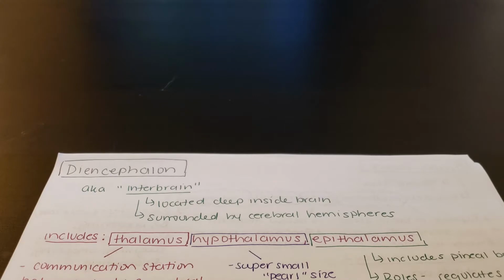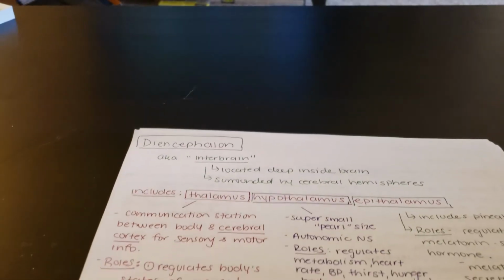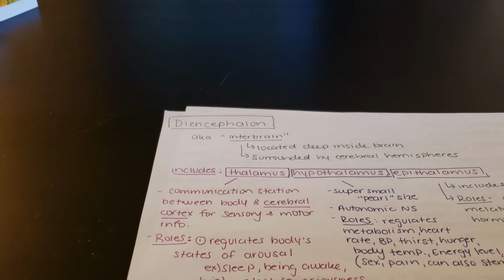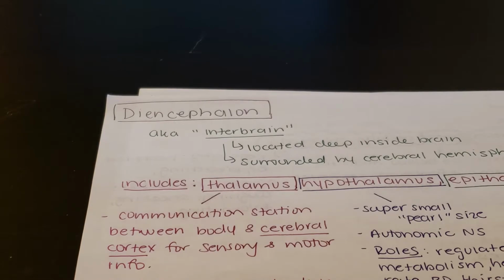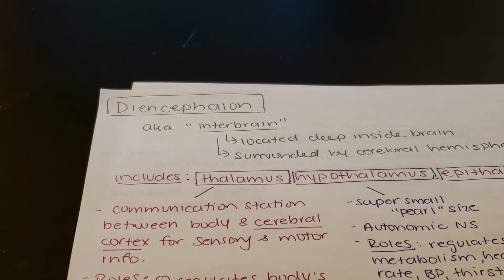So let's start off with talking about what the thalamus does. If you can see that, the thalamus, let me zoom in a little bit, it basically is a communication station between your body and the cerebral cortex, which is pretty much the cerebrum that we talked about, like the left and right hemispheres. It helps to relay the information between the sensory and the motor neurons so that they can get information through the sensory neuron and then transfer it so that the brain can respond with a motion through the motor neuron.